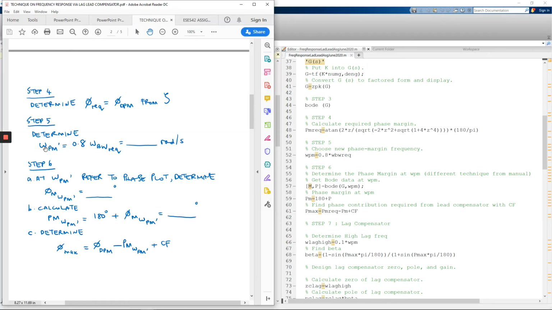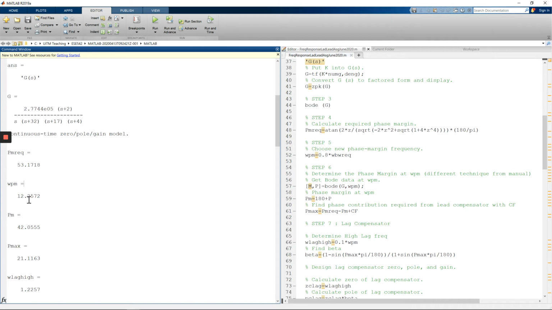And then in step 5, I determine the omega PM prime, equal to 0.8 times the required bandwidth frequency. I use the same formula, and then I determine the omega PM prime. In this case, the omega PM prime is 12.2572 radian per second.